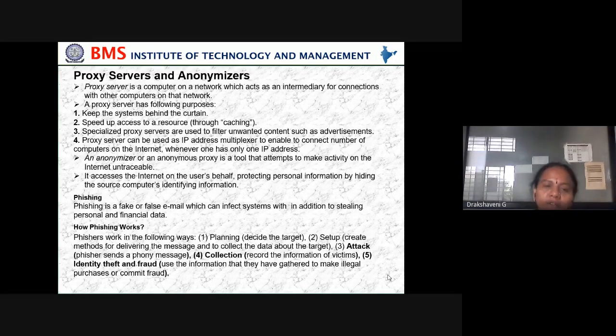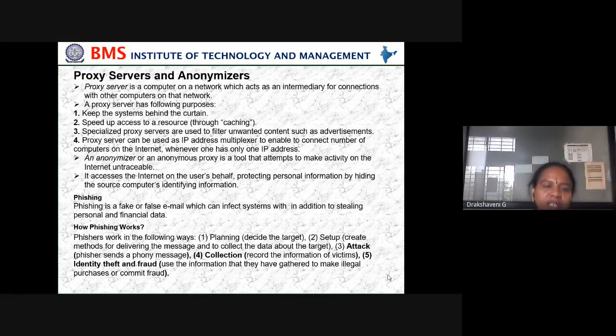Phishing is a fake or a false email. Nowadays you can see someone say that we get some messages from Facebook saying that my Facebook details have been hacked by somebody, and they have created a profile, and don't accept my friend request, meaning someone else is doing it. That is what is called phishing: a fake or false email which can infect a system, in addition to stealing personal or financial data.